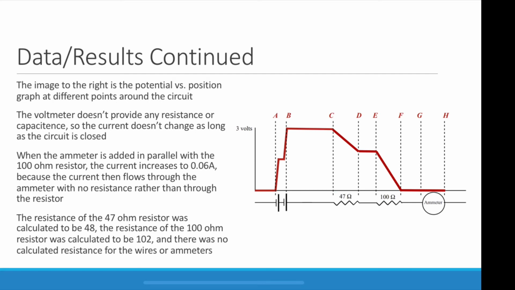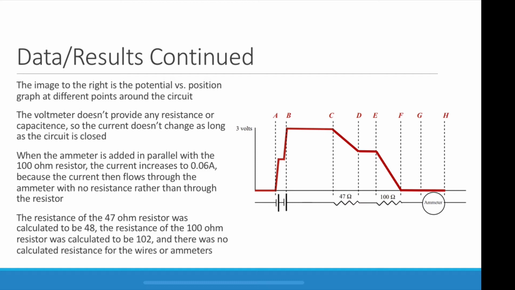The image to the right here is the graph between potential and position at different points. You can see from A to B, which is the 2 batteries, it goes from 0 to 3, stays there between B and C. From C to D, it drops by 0.96. From E to F, it drops by another 2.04, and then it ends at 0.